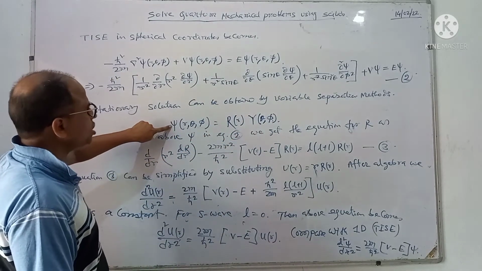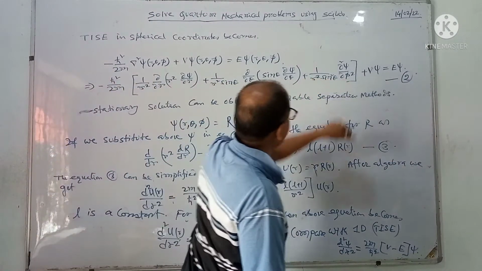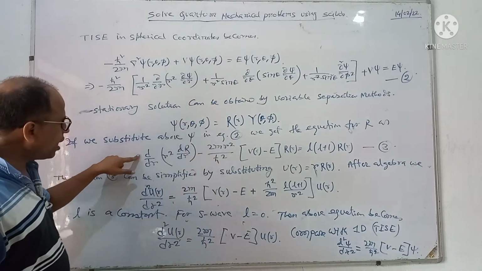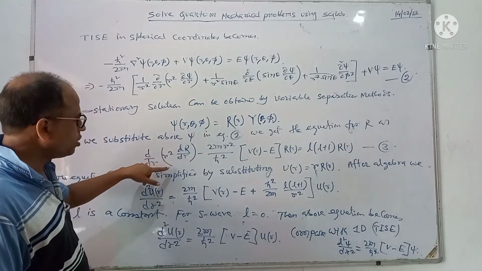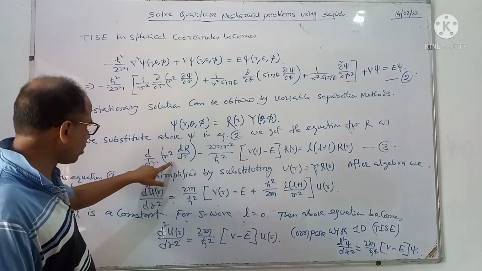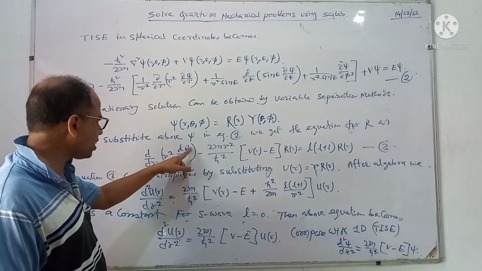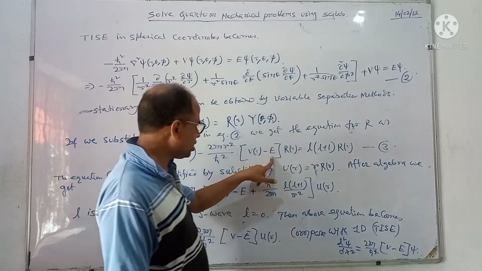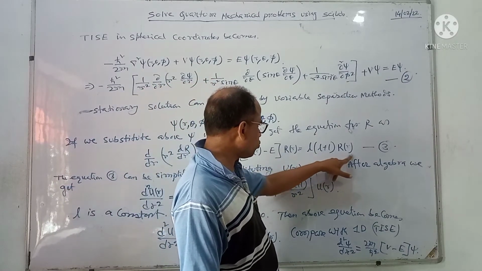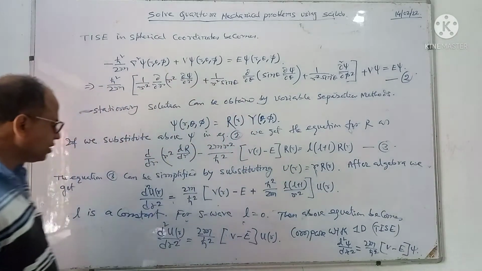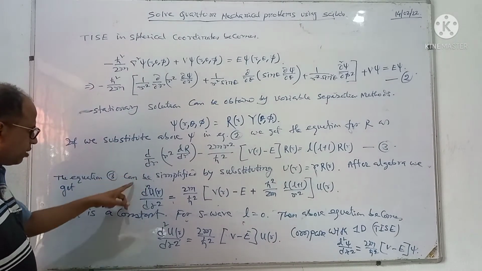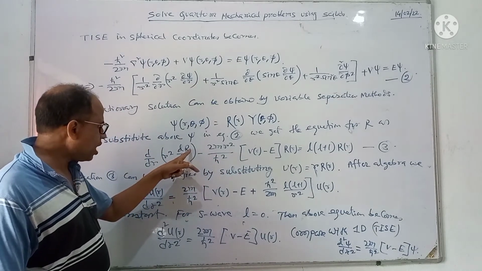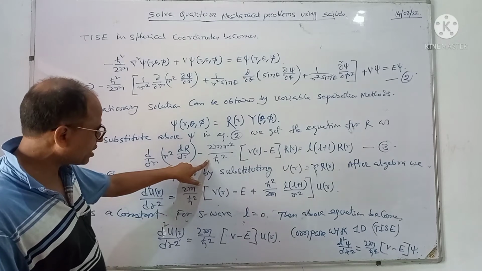If you substitute this psi in this equation number 2, then after algebra the radial equation will be this equation: d/dr of r square dR/dr, because R is a function of r, plus 2m r square by h cut square into (V minus E) into R is equal to l into (l plus 1) into R. Therefore, this equation 3 can be simplified. Now here you see the R is coming. This equation is not so attractive.